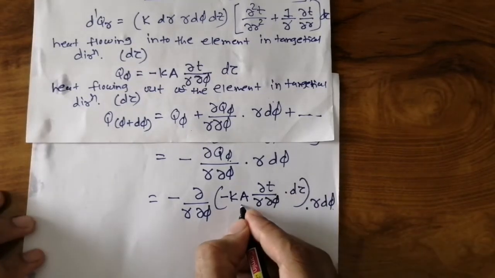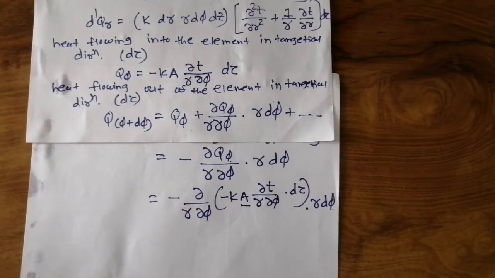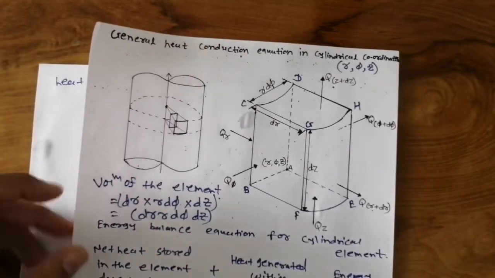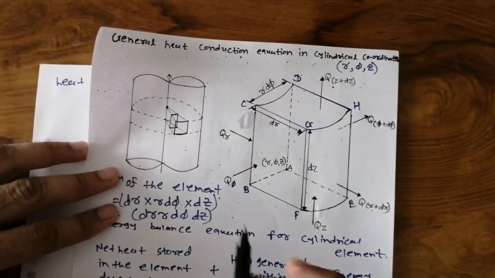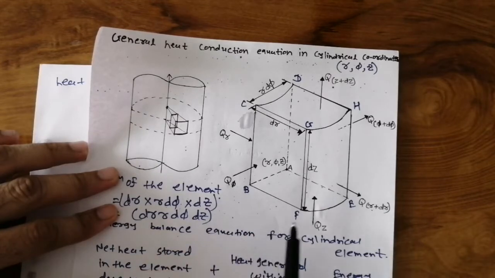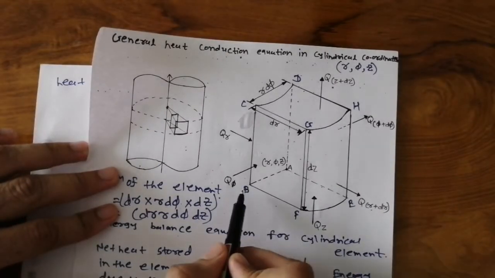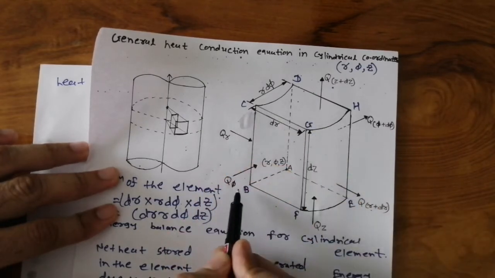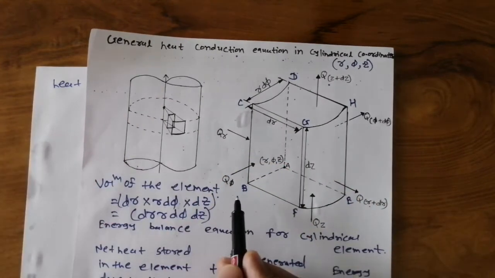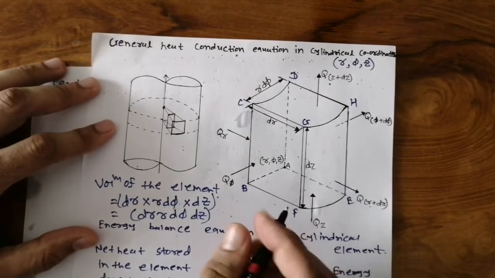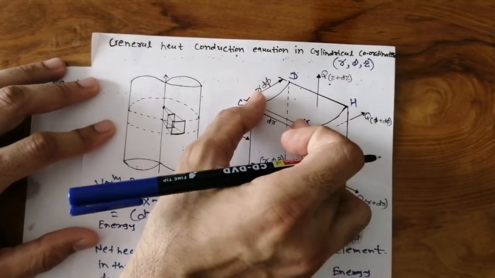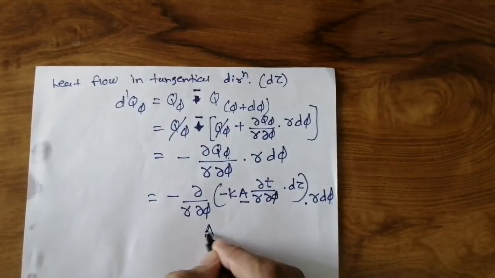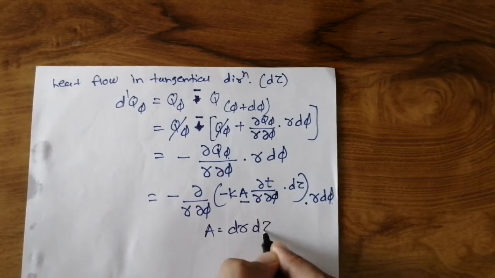Now we consider the area in the tangential direction. Heat from the tangential direction will be considered, so we consider which face? We consider face BCGF. At that time, what will be the area? The area is the height and the length, so dr into dz. So area is equal to dr into dz.